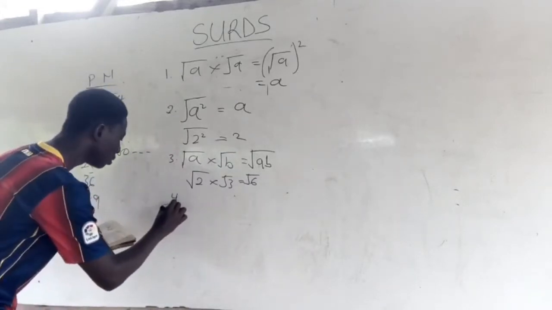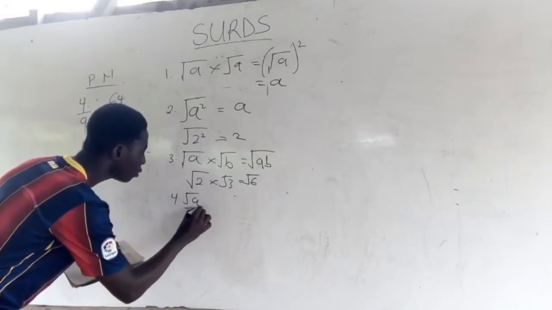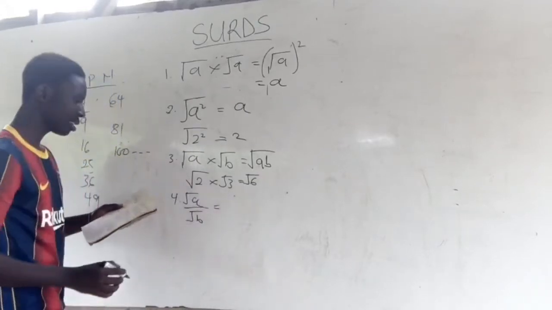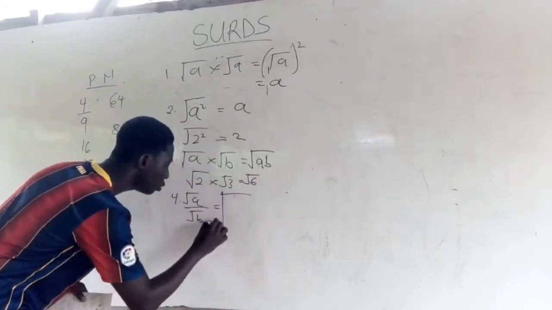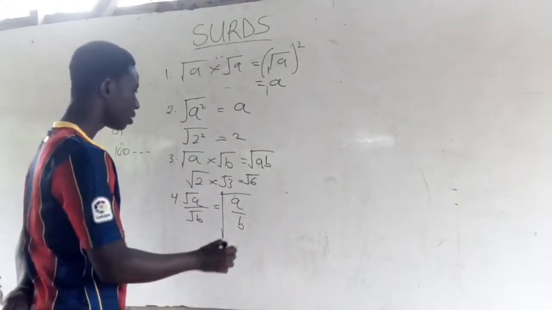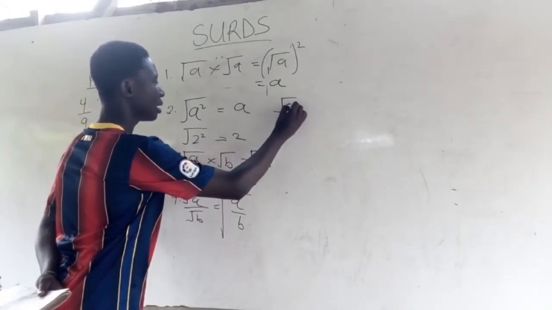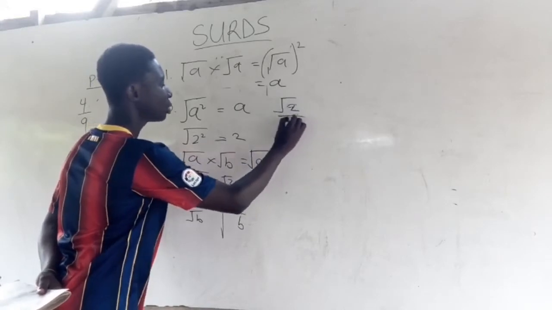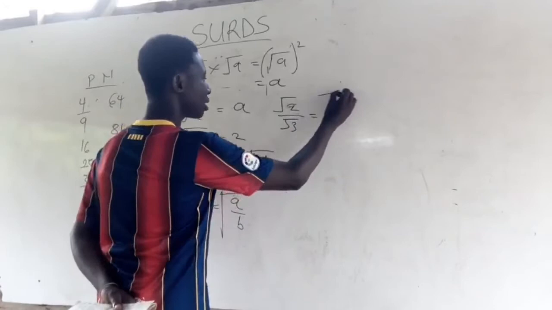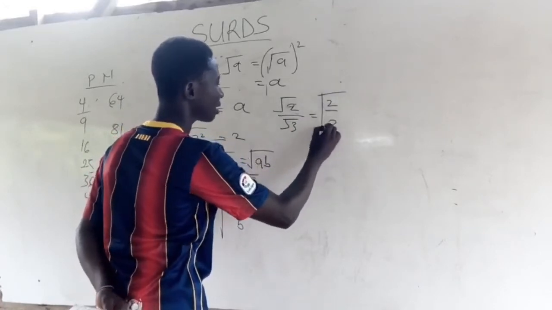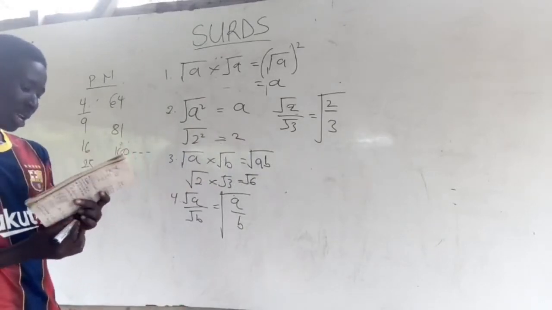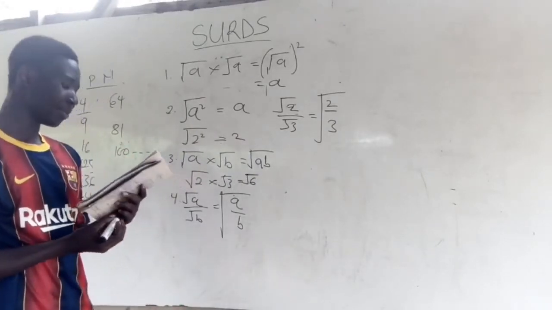4, root a over root b, we are going to get the root of a over b. So when we have root 2 over root 3, we can write it as the square root of 2 over 3, which by the property is the same. And then let's move on to the fifth one.